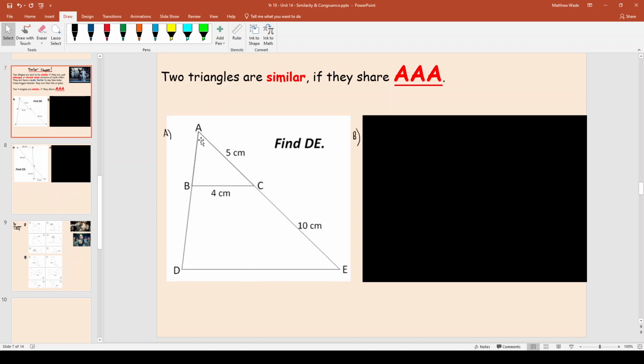The first thing is, can you see the two triangles? There's actually two triangles in this picture. I can see the top one, but can you see another triangle? Well, yeah, you got it. It's the whole shape, right? ADE is a triangle. This whole big one is a triangle, and so is ABC, the smaller one on the top.